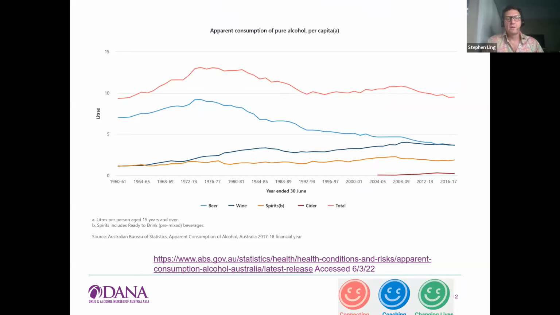If we look at the apparent consumption of alcohol in Australia over time, I guess the point of this slide is really to show the variations and fluctuations in alcohol use over time. It's never static. During periods of war, for example, you'll see the use of alcohol decline. Immediately following periods of war, consumption of alcohol tends to increase. Next slide, please.